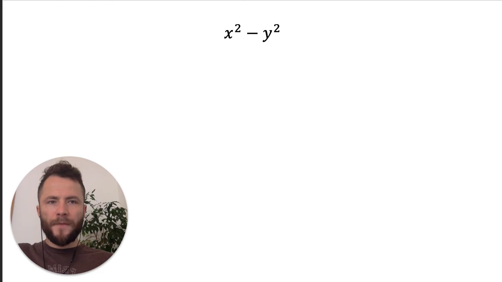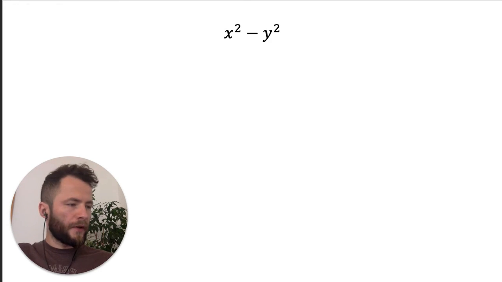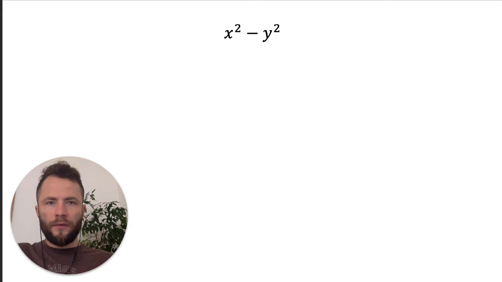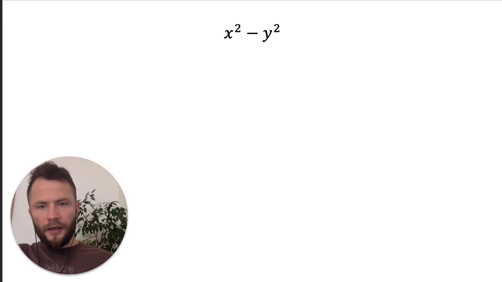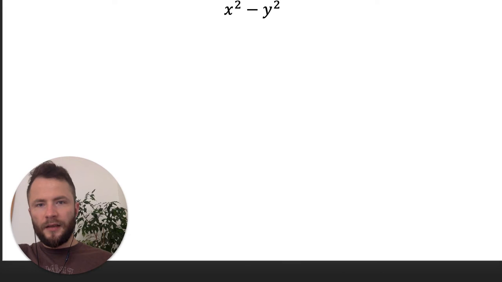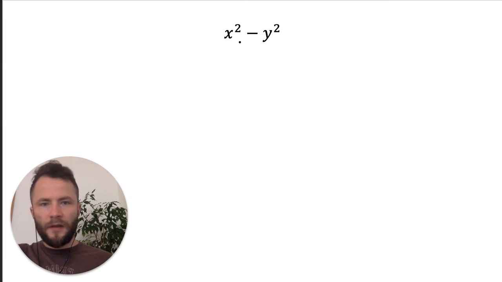Hi again. So in this video we're continuing to figure out and develop tools to factorize an algebraic expression. And here I have an example of an algebraic expression that you probably haven't seen before. It's an expression of the form x squared minus y squared. The key thing in this case is to notice that this expression contains two squared terms.